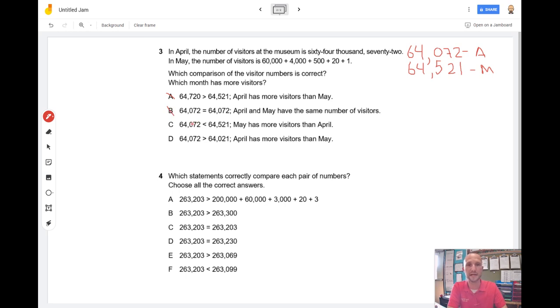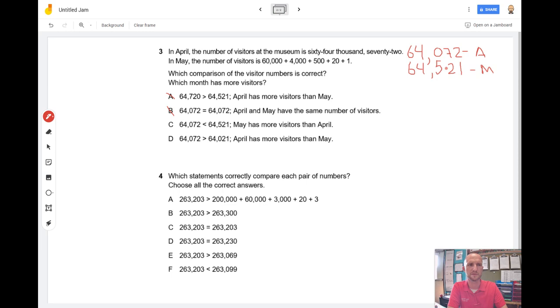C, 64,072, that's one of our numbers, is less than 64,521. Also one of our numbers. May has more visitors than April. Okay, that one sounds correct to me. I'm going to read choice D just to make sure.